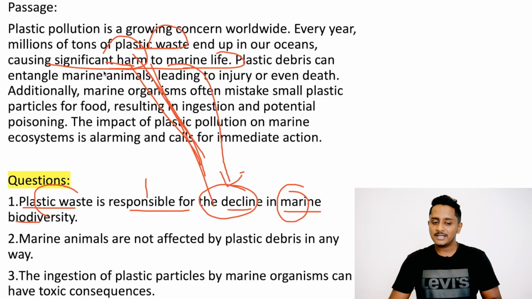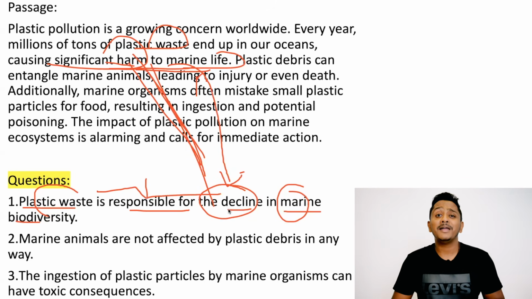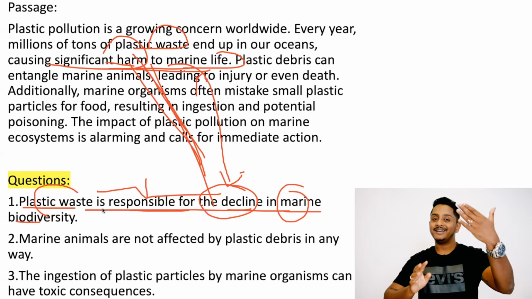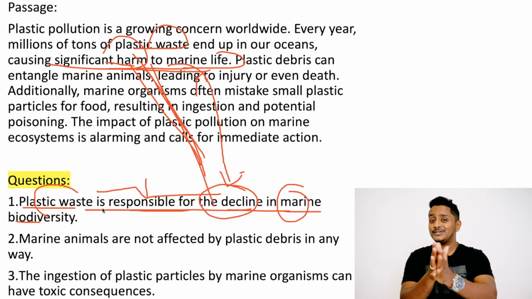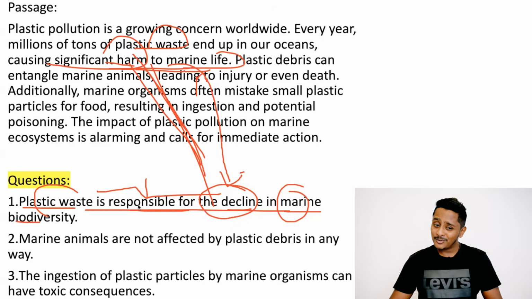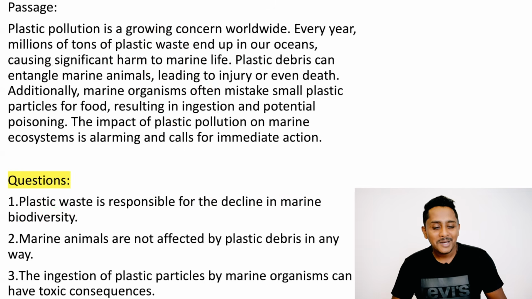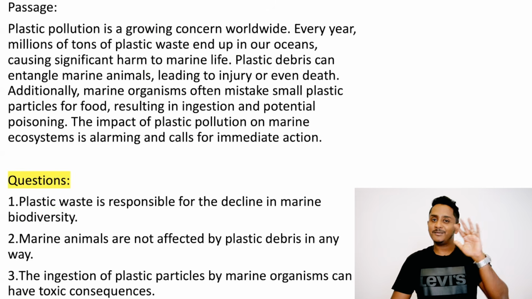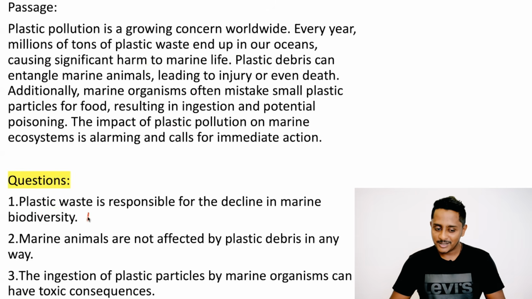Let's say cause a significant harm to marine life. If here it says plastic is responsible to reap the benefits to the marine diversity, then it is contradicting. Here it harms, here it gives disadvantage, then it's contradicting. Here it is not true, it is not contradicting, it has to be not given. Pay more attention, harming is not equal to declining. So this gonna be not given.